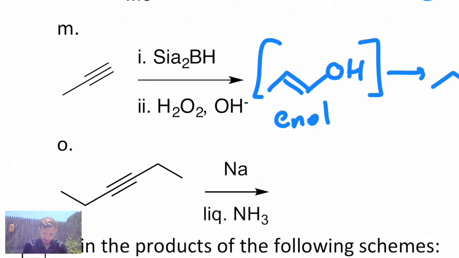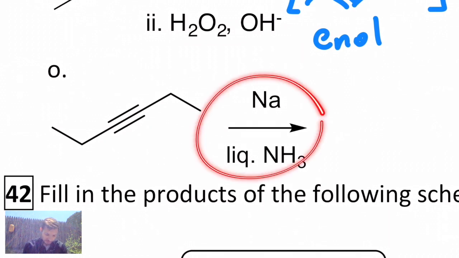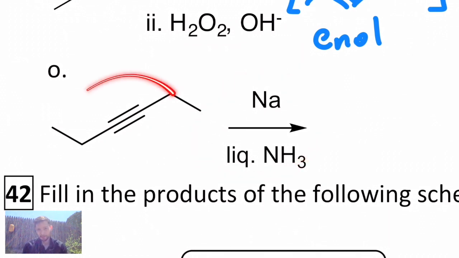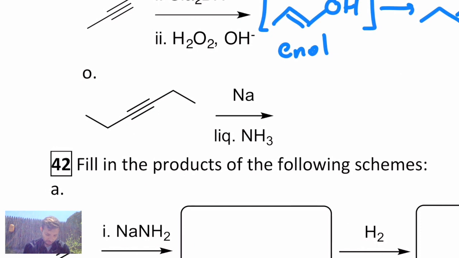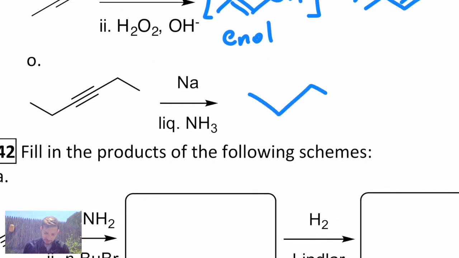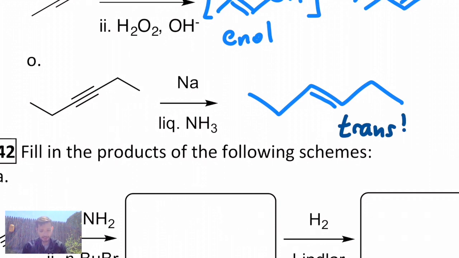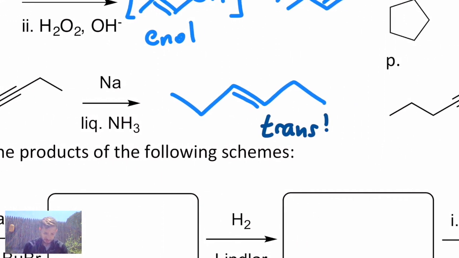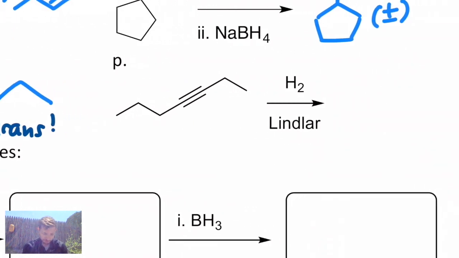O is a dissolved metal reduction of an internal alkyne. This will give you the trans alkene. Check your carbon count. 1, 2, 3, 4, 5, and 6. So I need a 6-carbon chain, 2, 4, 6, with an alkene right in the middle, and it's got to be trans. So I will write that, trans alkene. Or alternatively, you could say E, number 4, with the opposite right next to it, the counterpart.